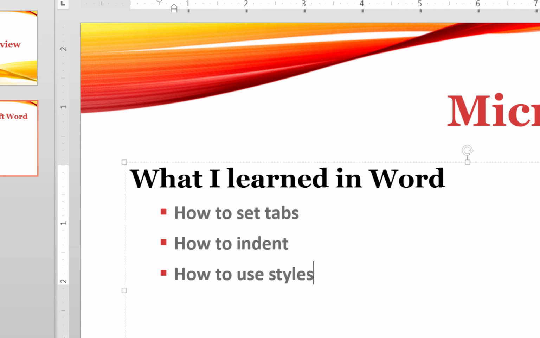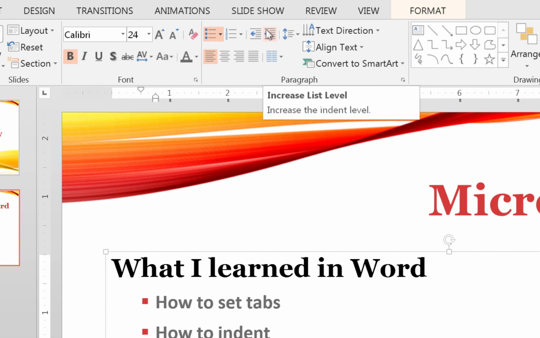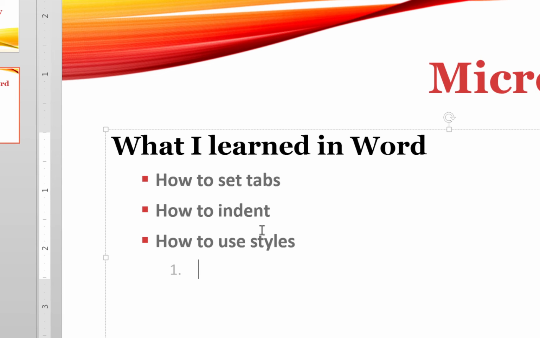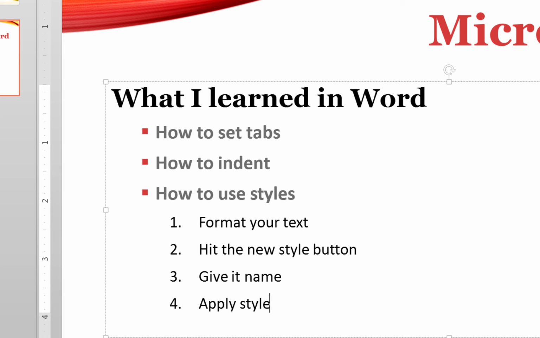Now when you're going to do how to use styles, that's when you're going to hit return and you're going to indent, increase your list level again, and then it's going to be in numbers, and you're basically going to say, you know, highlight whatever the steps are. I wasn't looking at them, but format your text. And then the second step might be hit the new style button. Give it a name. And then the fourth might be apply styles to other text by clicking on name. You know, and you might put another one about editing the styles. Whatever you want to put in here, whatever you learned this semester. And that's our first slide here.